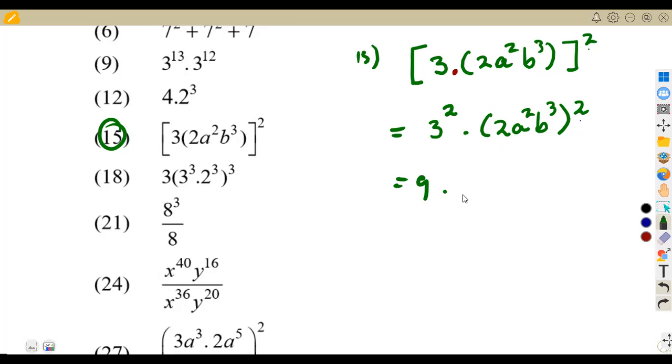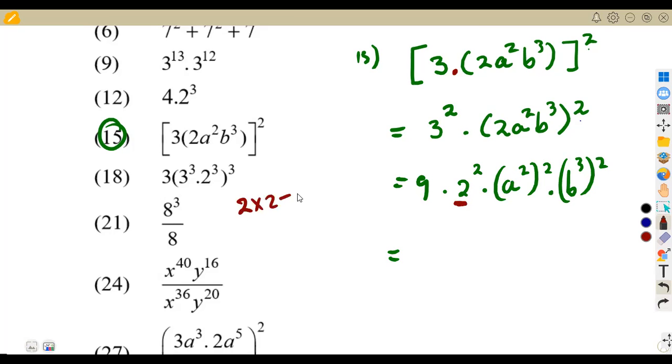So this will be 2 to the exponent of 2, a squared to the exponent of 2, which means a to the exponent of 2 to the exponent of 2, and b to the exponent of 3 also raised to the exponent of 2. Now what does this part mean? Remember that 2 to the exponent of 2 means 2 times 2, which is a 4. That 4 is a number which can be multiplied to this 9. So what are we going to obtain if we multiply 4 and 9?